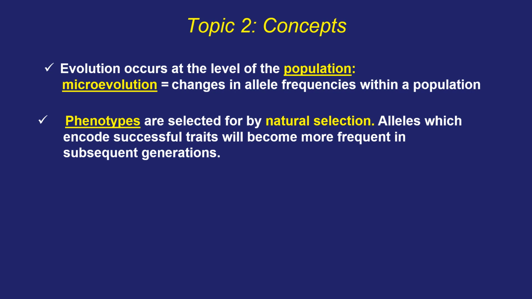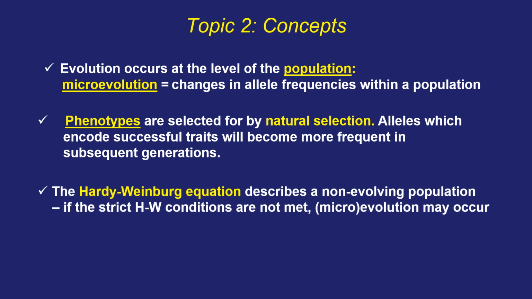Natural selection works on the phenotype, and if a phenotype is successful, then the alleles that code for that phenotype are going to become more frequent in subsequent generations. The Hardy-Weinberg equation describes a non-evolving population. If the Hardy-Weinberg conditions are not met, which they usually aren't in natural populations, then microevolution may result.